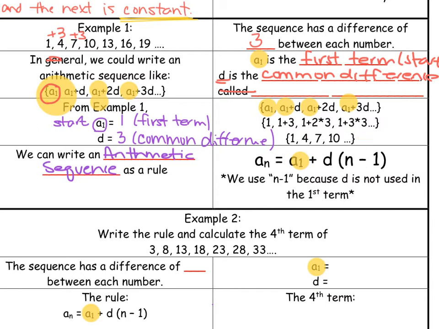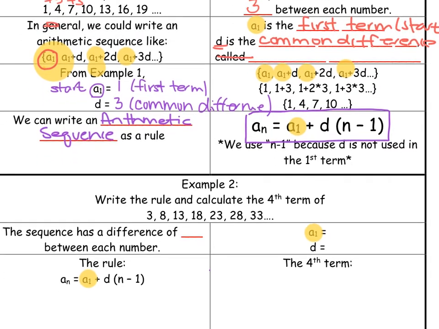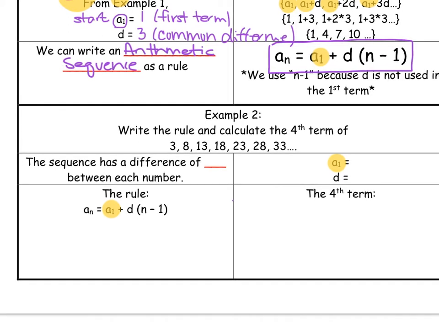I'll explain this a little more when we're in class tomorrow, but this is the rule that we're going to use. So let's take a look at this example down here. We have a sequence, and I'm telling you that it's an arithmetic sequence. It says write the rule and calculate the 4th term. So I have to figure out how I'm getting from 3 to 8, from 8 to 13, from 13 to 18. What I did was we added 5. So our common difference is 5.